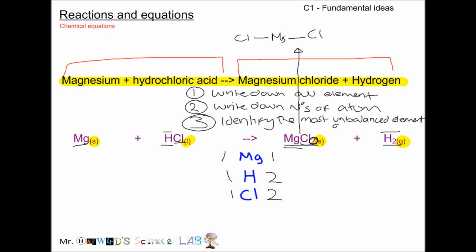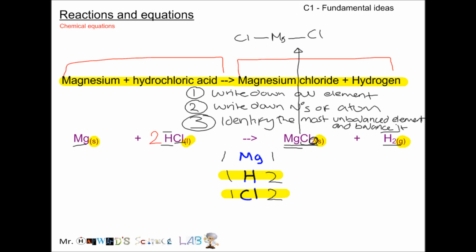The most unbalanced element and balance it. Okay. In this equation, the two unbalanced ones are hydrogen and chlorine, and they're actually the same unbalance. Okay, so we need one more hydrogen and one more chlorine. So we'll take hydrogen first, and we need to actually increase on the reactant side the number of hydrogens we start with. So we've got one hydrogen, and we need to get to two. So I'm going to put 2 there.